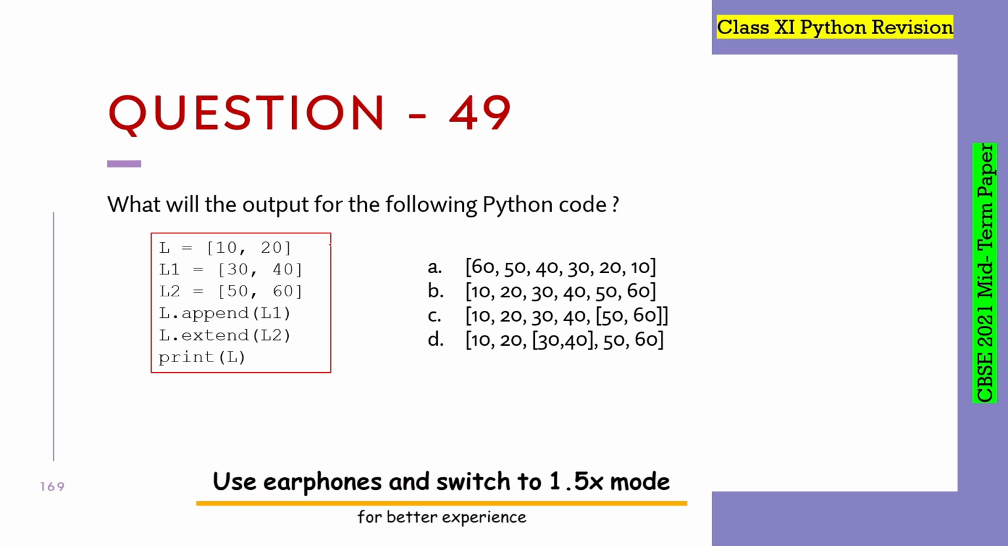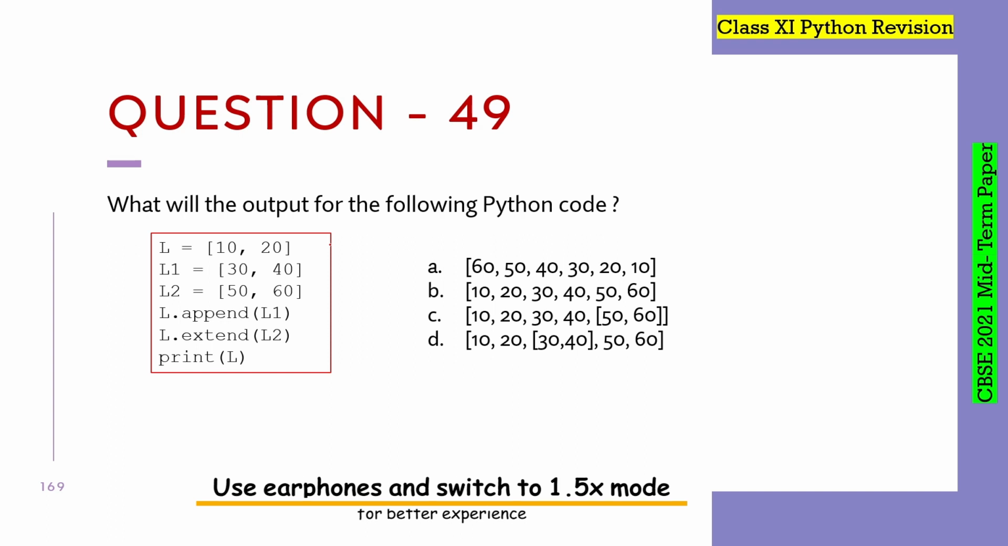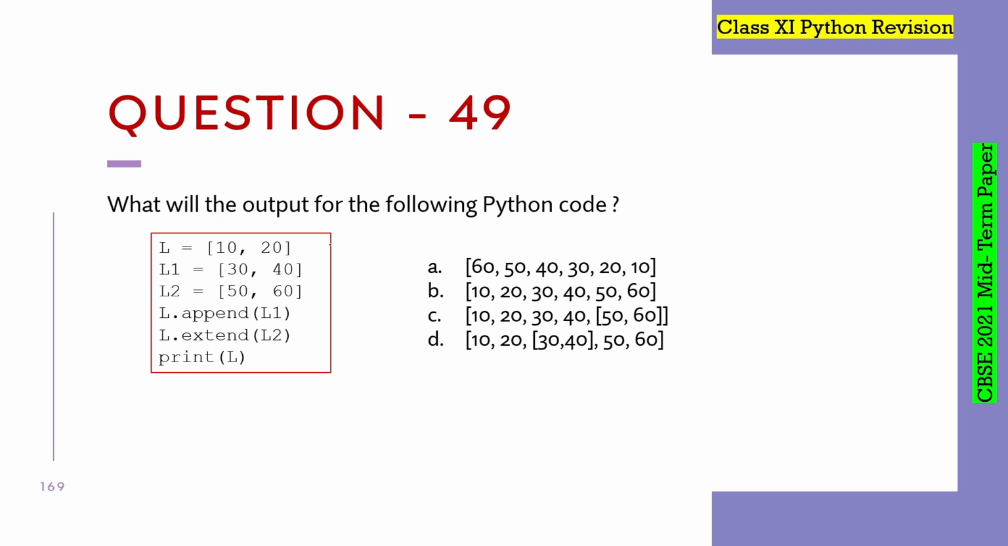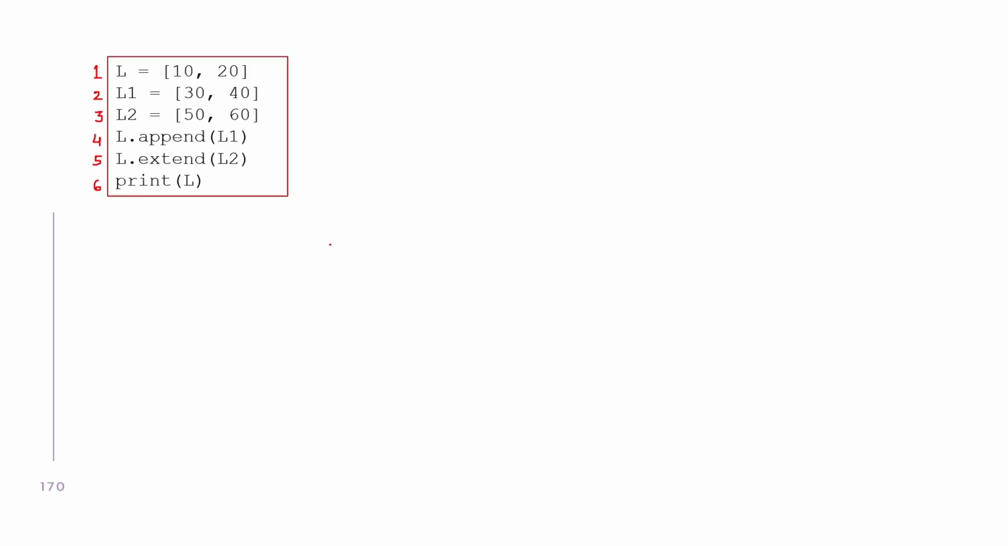Now this is question number 49 from the CBSE midterm paper 2021, and this question comes under the topic Class 11th Python revision. So in this particular question, a Python code has been given to you and it has been asked what will be the output of this particular code. So as usual, in order to answer this one, first of all, let's do the line numbering, then we'll try to figure out what each and every line is doing.